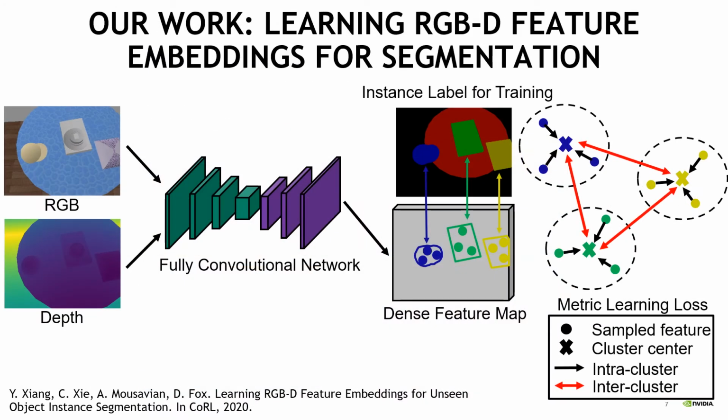We introduce a novel method to learn RGB-D feature embeddings for unseen object instance segmentation. In our method, a fully convolutional network is applied to extract a dense feature map from an RGB-D image, one feature embedding for each pixel. In training, our goal is to learn feature embeddings such that pixels of the same objects are close to each other and pixels of different objects are separated in the embedding space. We apply metric learning loss to learn the embeddings.